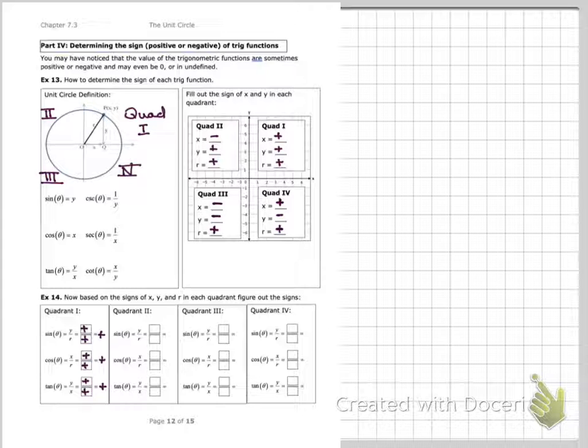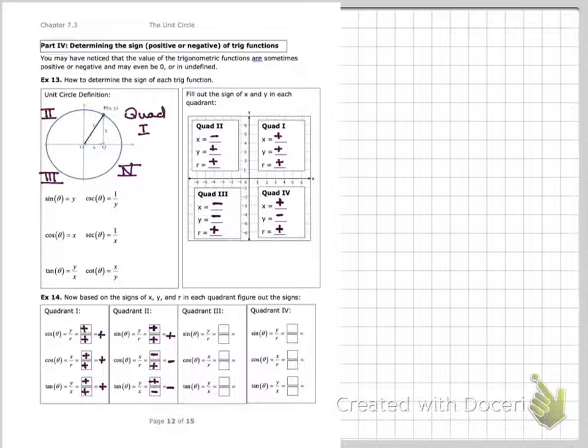Quadrant 2, our sine, we've got a positive Y and a positive R, so our sine is positive in quadrant 2. Our cosine, though, X is negative. R is positive. So our cosine in quadrant 2 is going to be negative. Our tangent, we've got a positive Y, a negative X, so we've got a negative tangent. Okay? As long as either sine or cosine is negative, our tangent will be negative.